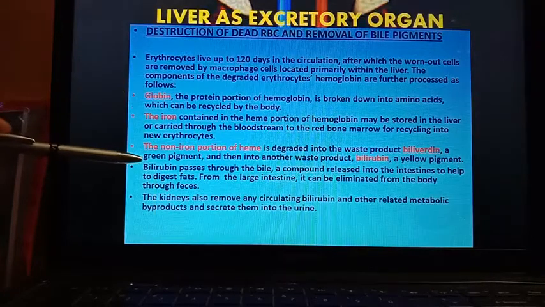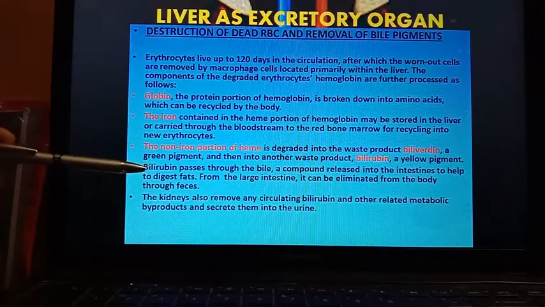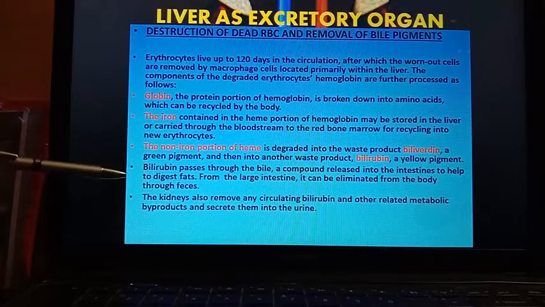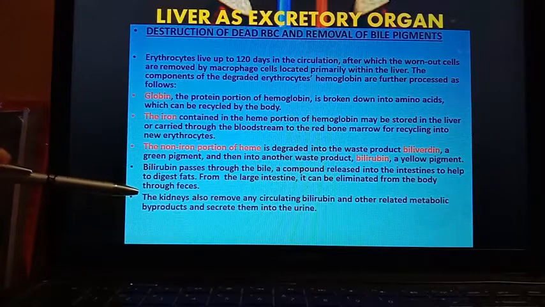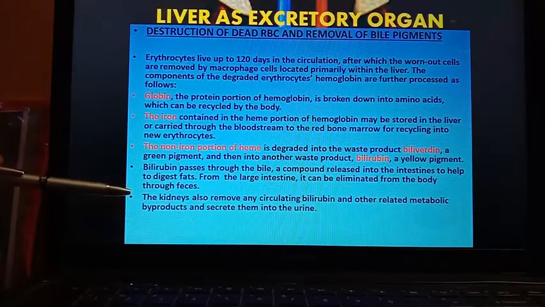Bilirubin passes through the bile, a compound released into the intestines to help digest fat. From the large intestine, it can be eliminated from the body through feces or stools. The kidneys also remove any circulating bilirubin and other related metabolic byproducts and secrete them into the urine.